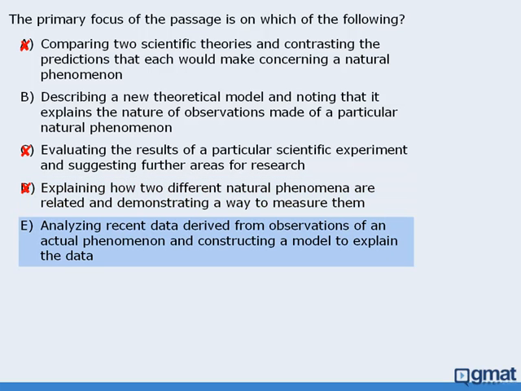Now, answer choice E is not correct, but some students will find it compelling since it does contain two true statements. Recent data was analyzed and a model was constructed. However, the problem here is that the order of events is reversed. The passage states that the model came first and was later confirmed by observations, but answer choice E says that the observations came first and the model came second. As such, answer choice E is not correct.